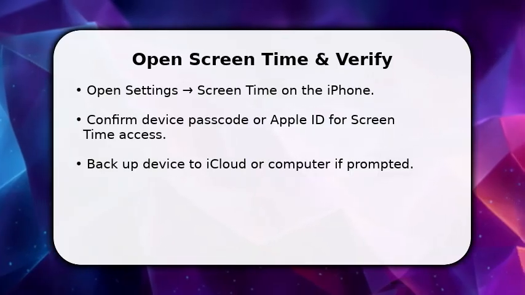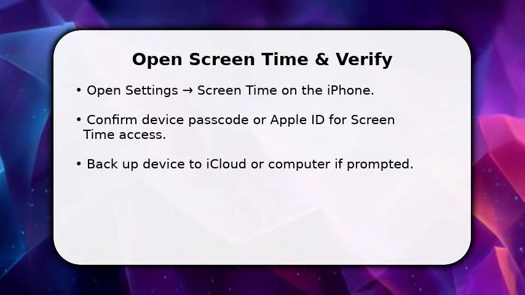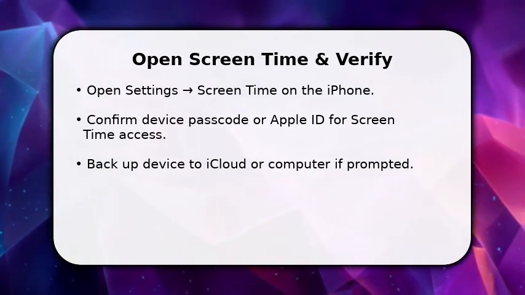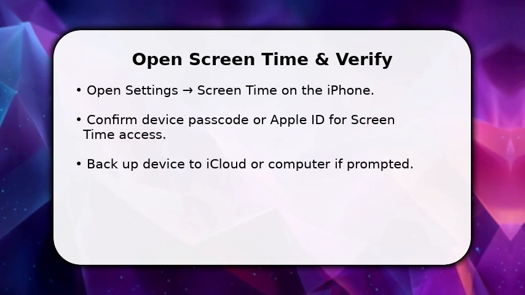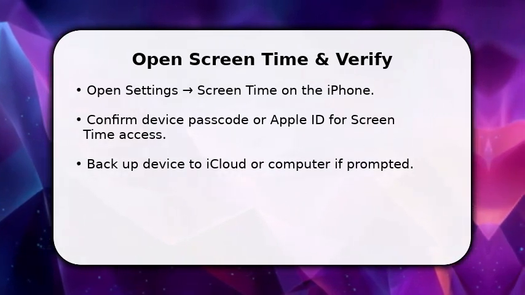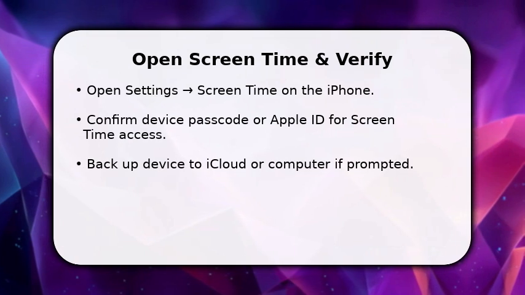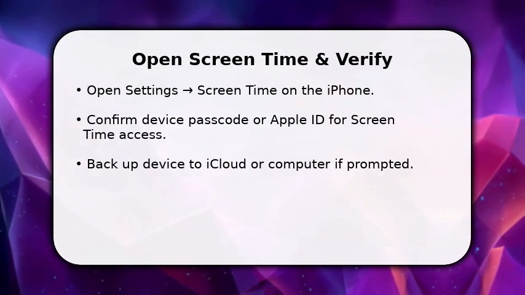You start inside Settings. Tap Screen Time and authenticate with the Screen Time passcode or your Apple ID if requested. Once authenticated, make sure you see the graph and device name at the top. That confirms you're editing the right profile.